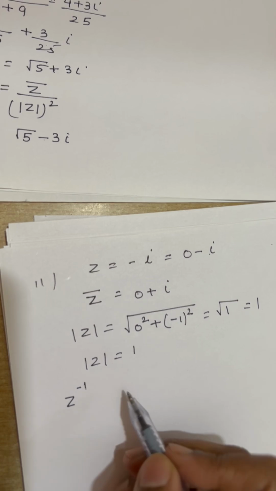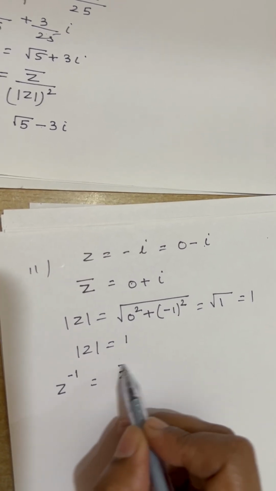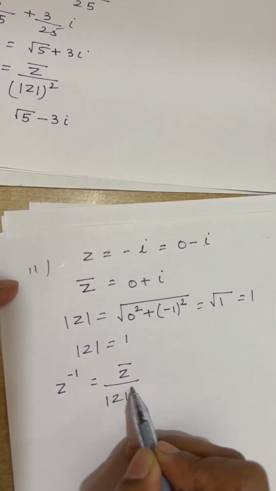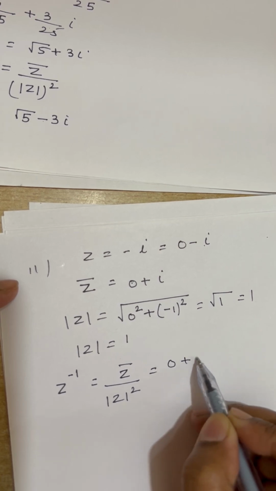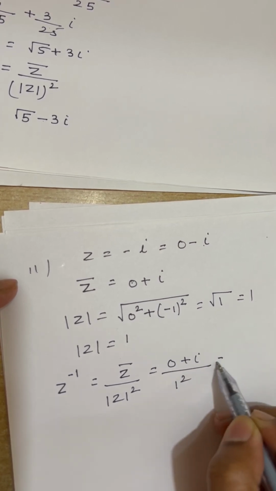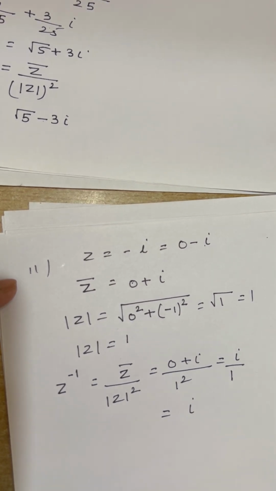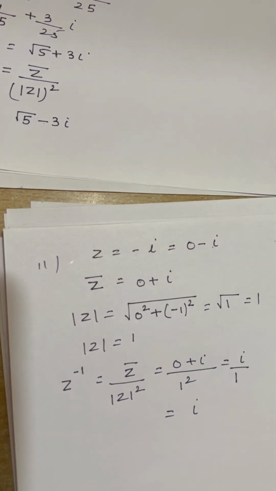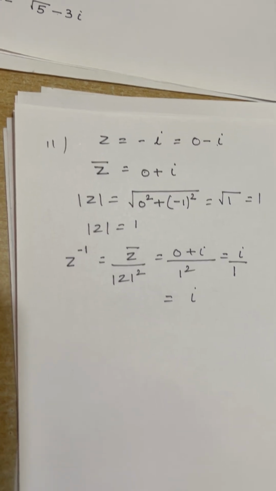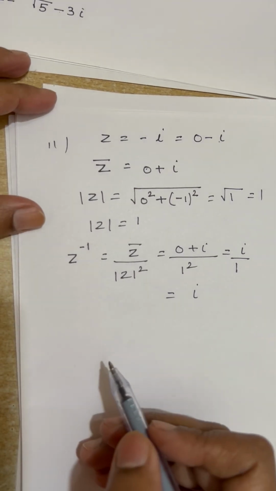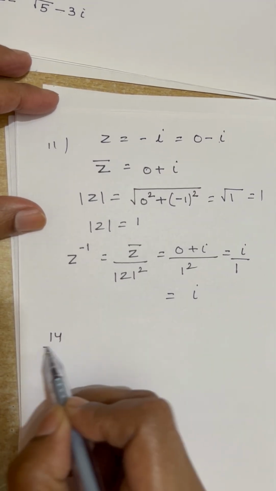Formula, multiplicative inverse is equal to conjugate upon modulus whole square. So this becomes 0 plus iota upon 1 square, that means iota upon 1, that means iota. So this is the answer. Now moving on to next question. Question number 14. This question is important also.